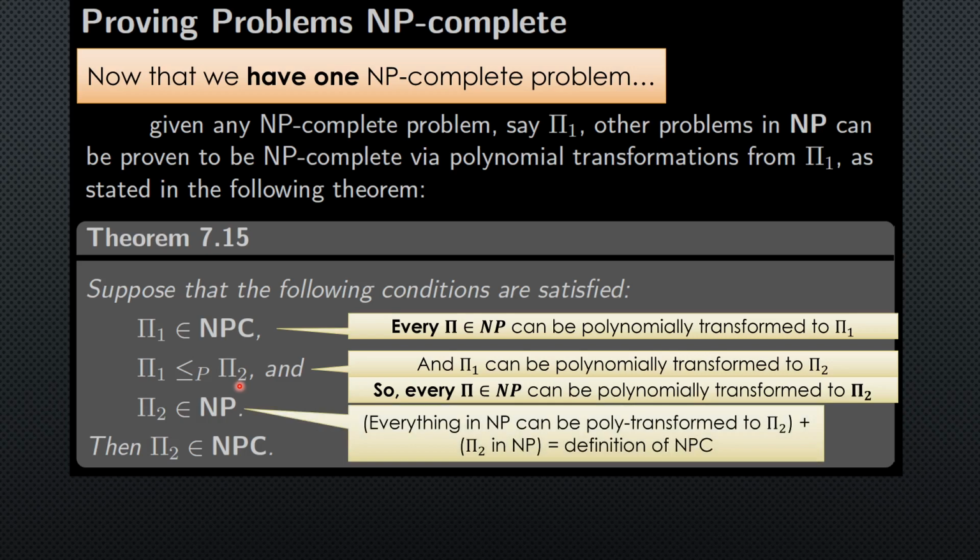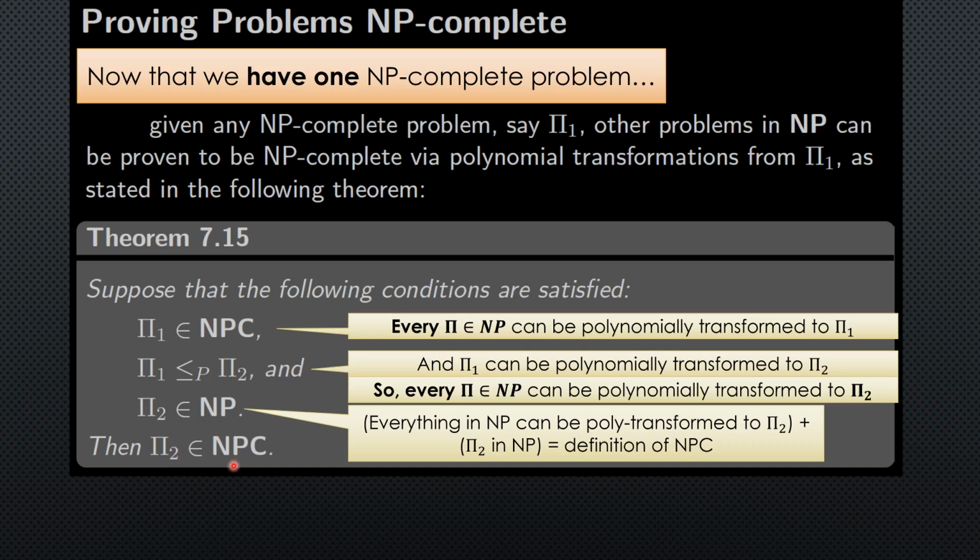Well, does that mean that pi 2 is NP-complete? Well, not quite, because NP-complete requires that everything in NP can be polytime transformed to you, but also you have to be in NP. So we have to show that pi 2 is in NP. Well, that's fine. That's the third condition here. So if everything in NP can be poly-transformed to pi 2, and pi 2 is in NP, then pi 2 is NP-complete by definition. Okay, so that proves the theorem.